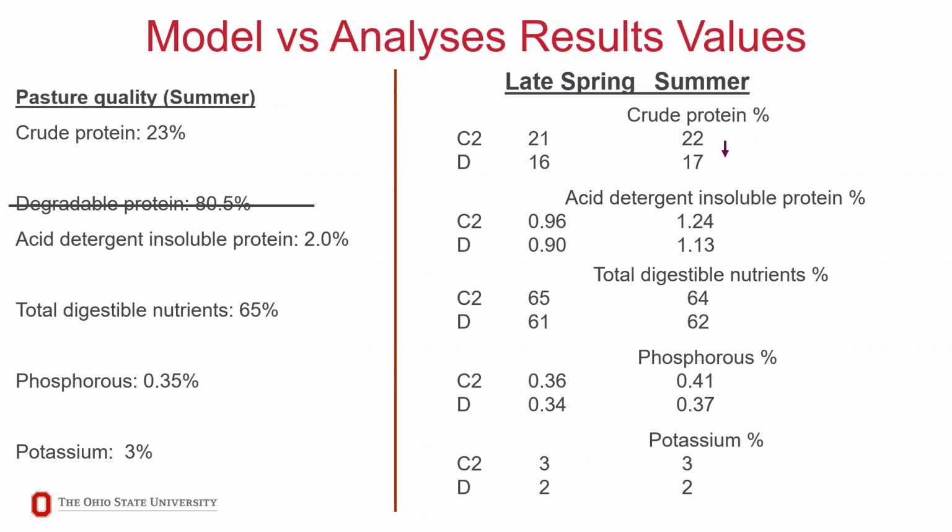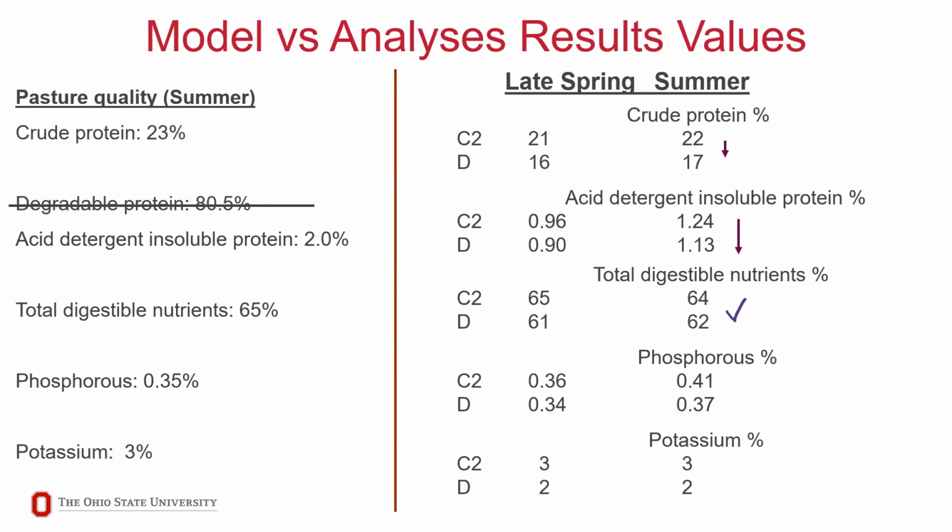Then we put summer there. Summer protein was higher for type D, which would be grazed pasture primarily. For the hay types, it was mostly closer. Again, we see that we have lower insoluble protein, but now it's a little bit closer to what the model expected or thought that we had.